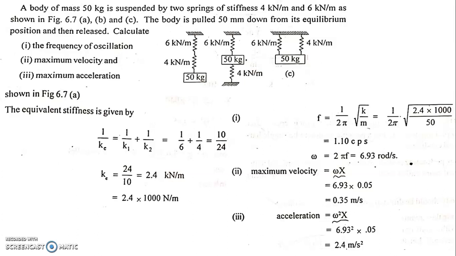And next we will calculate the maximum velocity, which is given by omega into x. For that we need the value of omega. Omega is given by 2 pi into f. So 2 pi into frequency 1.1 gives the value of omega as 6.93 radians per second. Read it as radians per second. 6.93 into x gives 105.